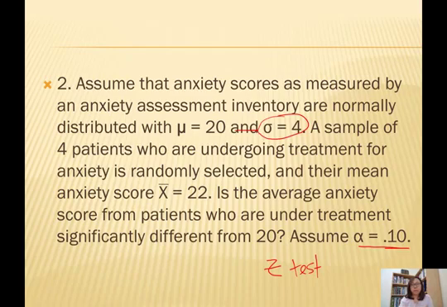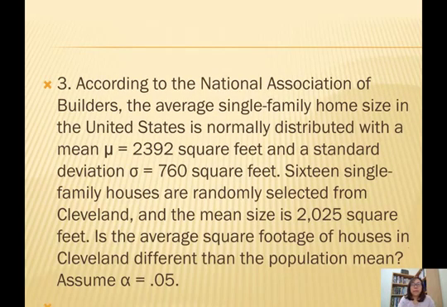In question 3, it says, according to the National Association of Builders, the average single-family home size in the United States is normally distributed with a mean mu of 2392 square feet and a standard deviation sigma of 760 square feet. 16 single-family houses are randomly selected from Cleveland, and the mean size is 2,025 square feet. Is the average square footage of the houses in Cleveland different than the population mean? Assume alpha of 0.05.